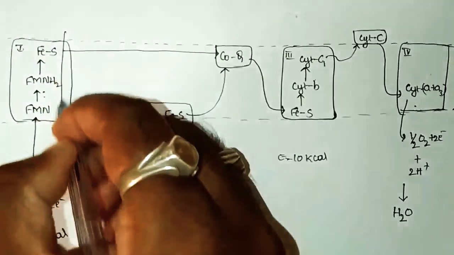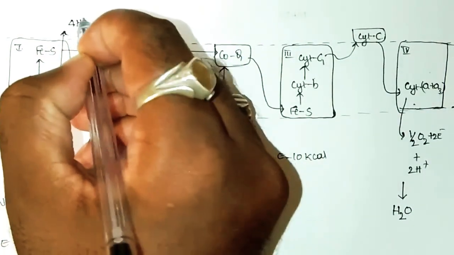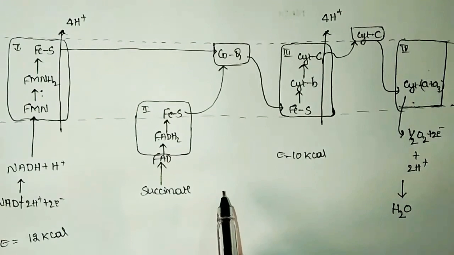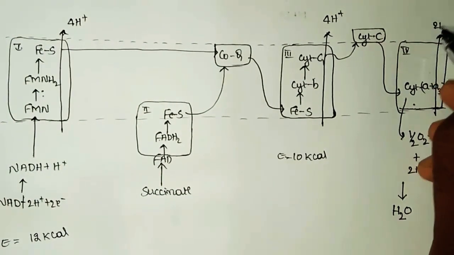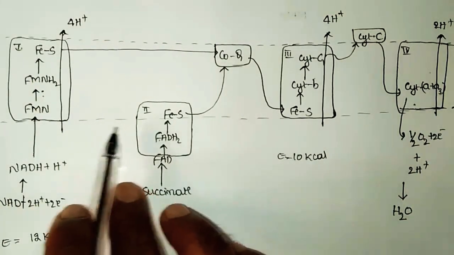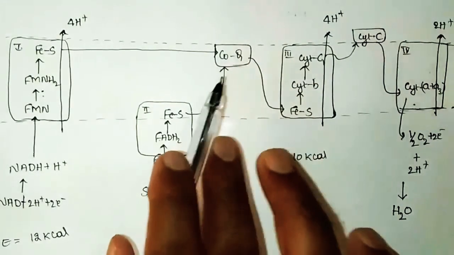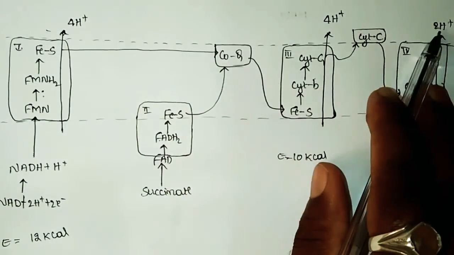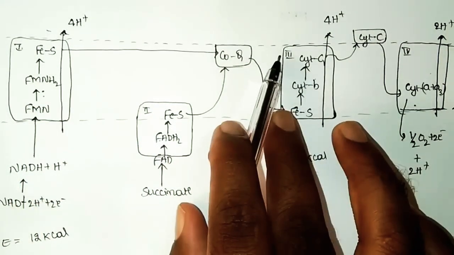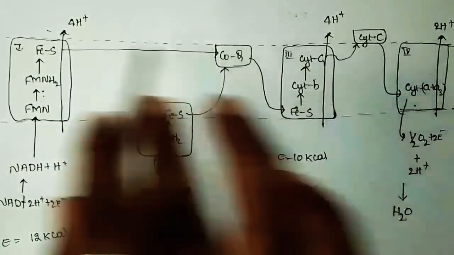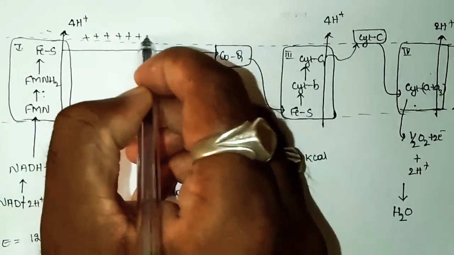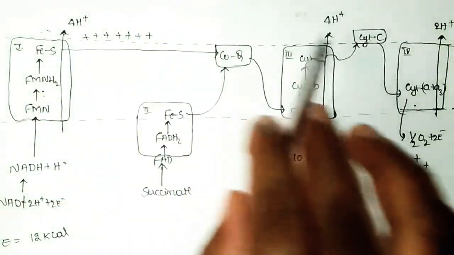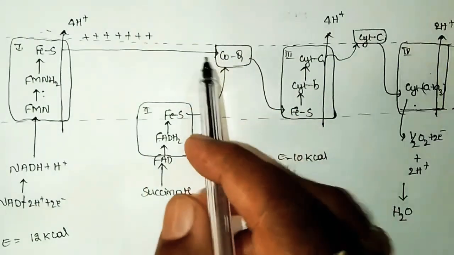As a whole, complex 1 during its electron transfer will pump 4 protons into the intermembrane space, and complex 3 also pumps 4 protons into the intermembrane space, and complex 4 will pump 2 protons into the intermembrane space. So as a whole, 4 plus 4 plus 2, a total of 10 protons are pumped into the intermembrane space. And because of the presence of these positively charged protons in the intermembrane space, the whole region of this intermembrane space will become a potential gradient, or you can clearly say, due to the presence of more protons in the intermembrane space, there is a proton gradient across the membrane.